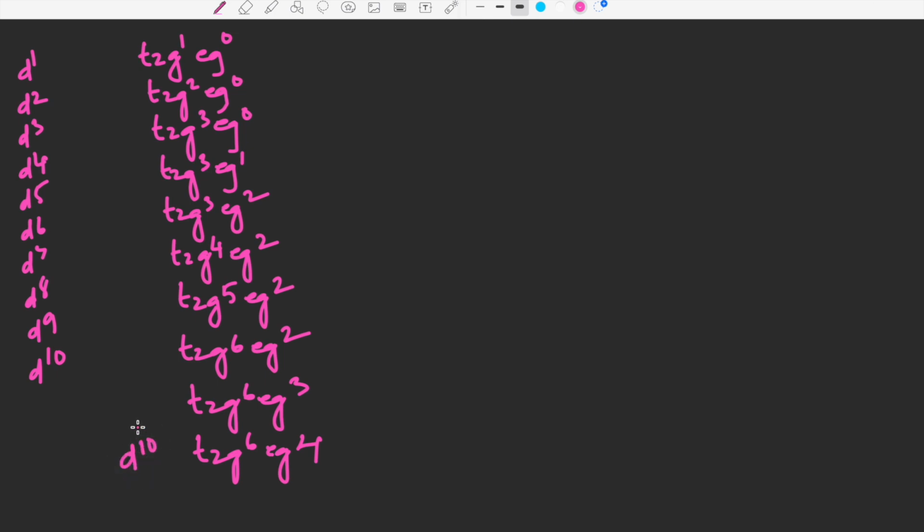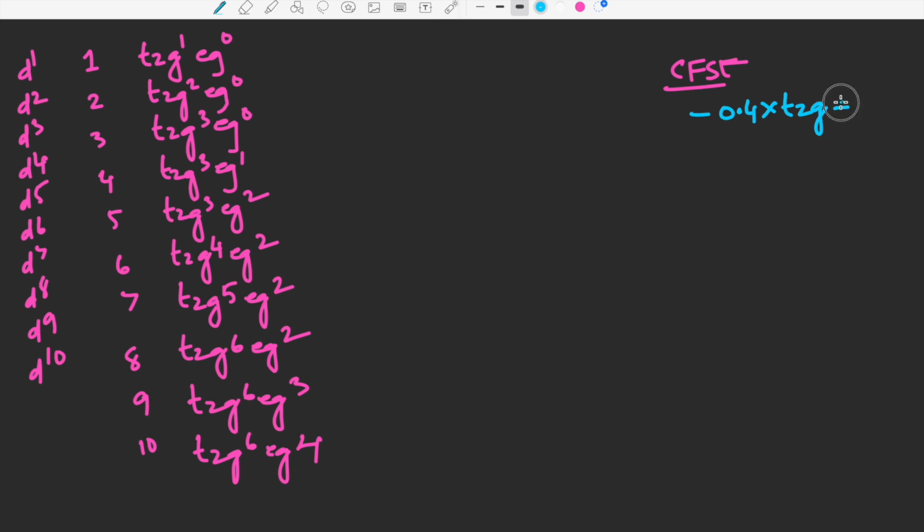So this is D10, this is D1, 2, 3, 4, 5, 6, 7, 8 or 9. So these are the d electrons and how they are distributed. Now let us calculate crystal field stabilization energy. CFSE is equal to minus 0.4 into t2g electrons plus 0.6 into eg electrons. Just add करने से आपको मिल जाएगा.